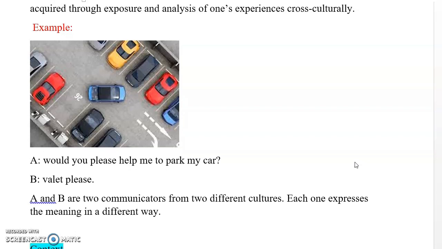I'll give you an example here. Suppose that we have a driver who wants to park his car and he doesn't have the good ability to park his car with this number of cars. So this conversation will happen. The first person will ask the one who is sitting there in the park, I mean the employee, to help him to park his car. So he will say, would you please help me to park my car? And the answer by that man, by the employee, will be valet, please.